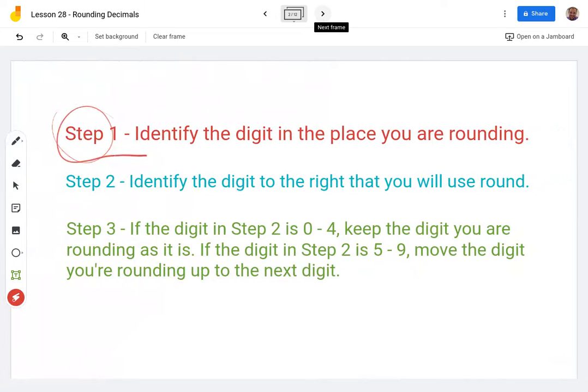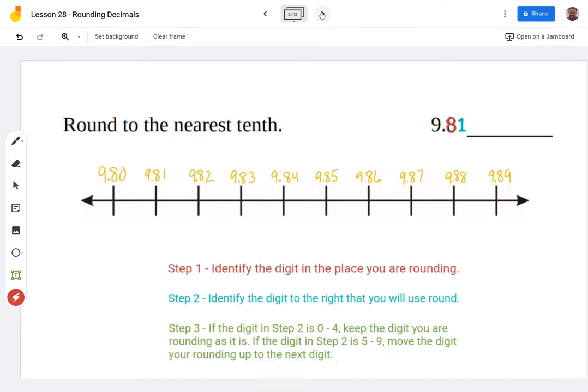Step 1, identify the digit in the place you are rounding. Step 2, identify the digit to the right that you will use to round. Step 3, if the digit in step 2 is 0 through 4, keep the digit you are rounding as it is. We also call that rounding down. If the digit in step 2 is 5 through 9, move the digit you're rounding up to the next digit. Let's make sense of this by looking at many examples.